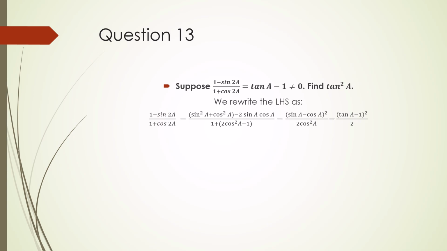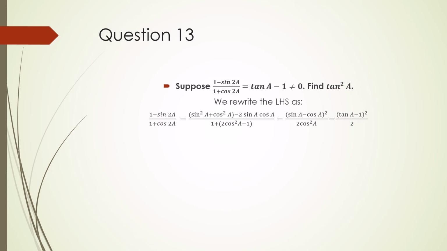And we know the double angle identities for sine and cosine are sine 2a equals 2 sine a cosine a, and cosine 2a is equal to 2 cosine square a minus 1. By using them carefully, we can slowly manipulate the left-hand side to become sine a minus cosine a squared over 2 cosine square a. And by dividing cosine squared on both the denominator and the numerator, we can express this as tangent a minus 1 squared entire thing over 2.